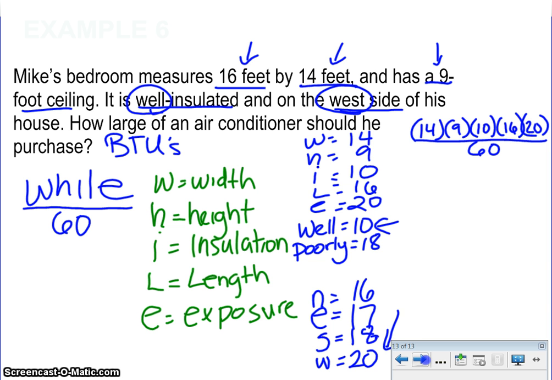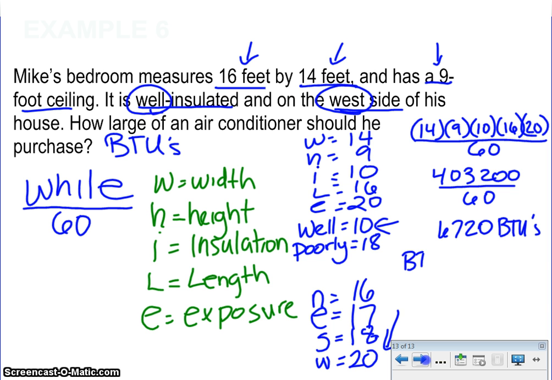When I multiply all of my top numbers together, I get 403,200. Divide that by 60, and I end up with 6,720 BTUs. Now you'd think that we were done, but we've got one more thing that we need to do before we can finish here. The other thing you should know about air conditioning units is that they only come in BTU units per 1,000.